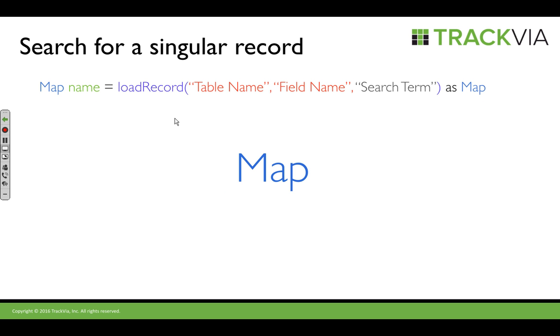So first, we'll search for a singular record. And map is just creating a repository, if you will, of everything about this specific record that I'm going to find. So in creating a map, I can grab all the information, all the fields, just by searching on a specific field term.